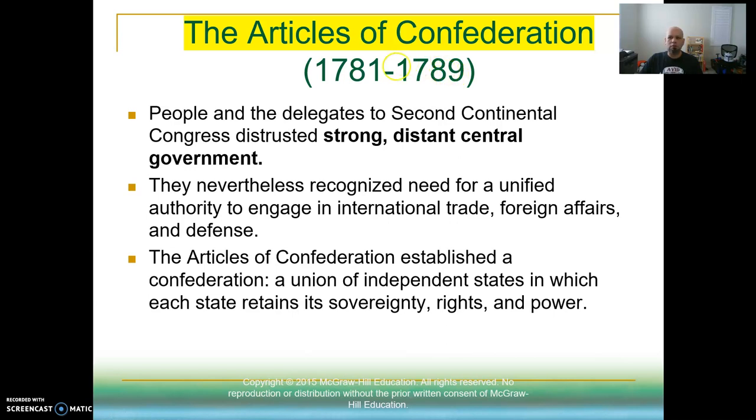And when they create the Articles of Confederation, they want to limit strong central government so that you can't have this all-powerful government that can abuse the people. And so that's really what happens under the Articles of Confederation.